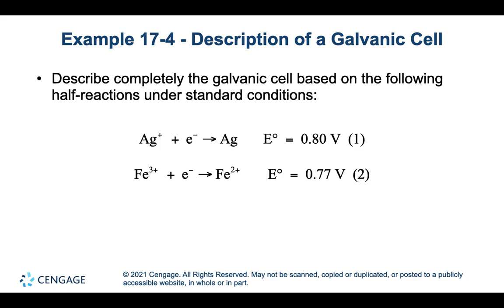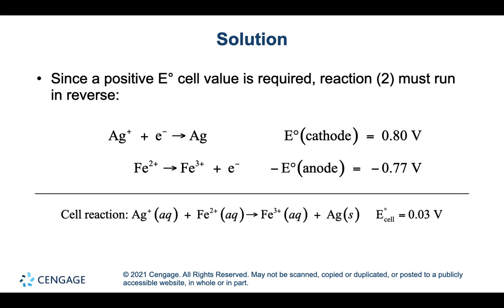Electrons would flow from anode to cathode, so electrons would flow from the iron side to the silver side. And of course we would have some kind of porous disk or salt bridge. So here's some slides describing that.